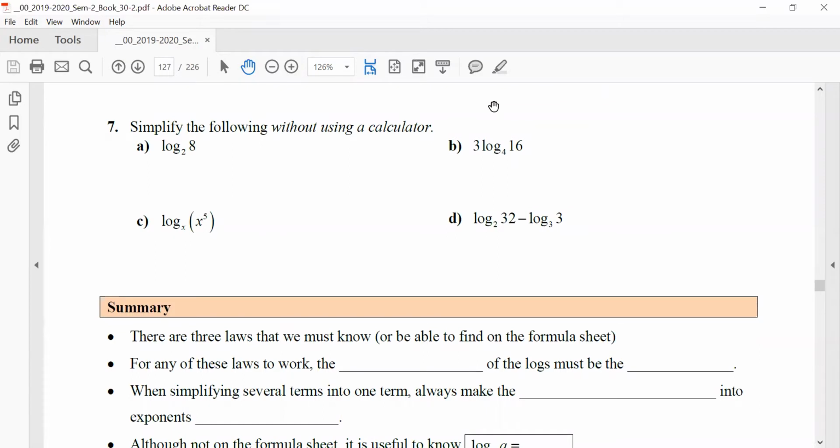Number 7 says, simplify the following without using your calculator. Well, one, you've got a calculator, but this is going to be really important for what we're going to do in the next couple lessons. So even though you have a calculator, you've got to pay attention to this. Watch what I'm going to do here. This goes back to something we did in the last lesson.